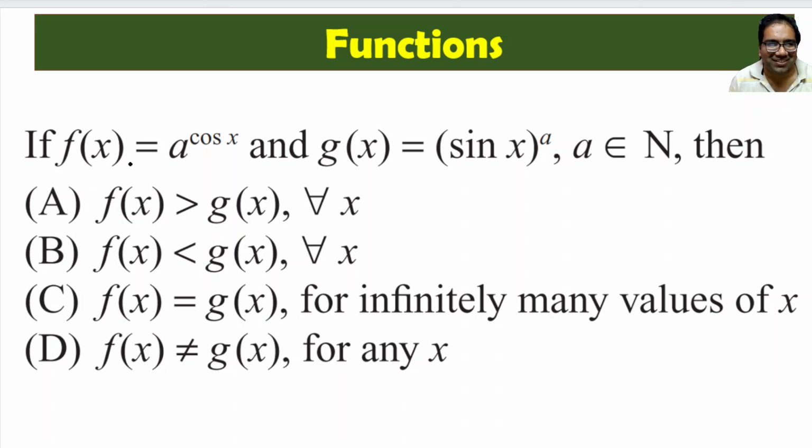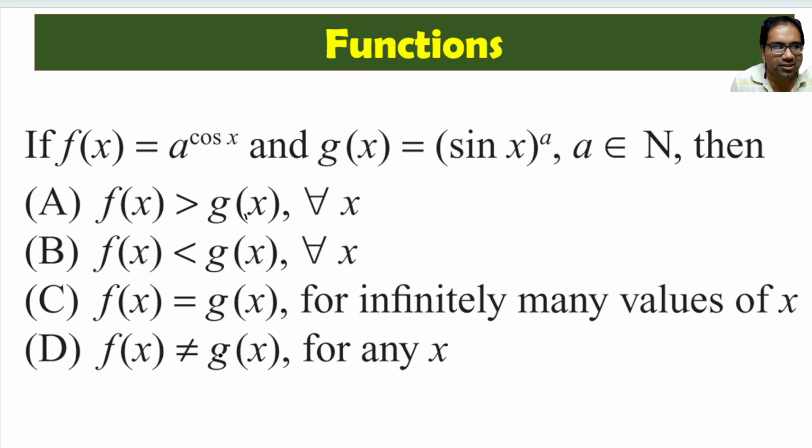Here we are given two functions, f of x equal to a power cos x, g of x equal to sin x power a. A is a natural number, a belongs to N. Then what can we say about the relation between these two functions? F of x is greater than g of x for all x. F of x is less than g of x. F of x equal to g of x for infinitely many values of x. Or f of x is never equal to g of x.